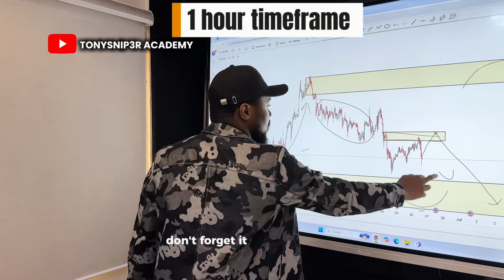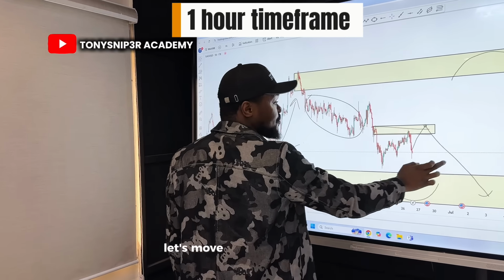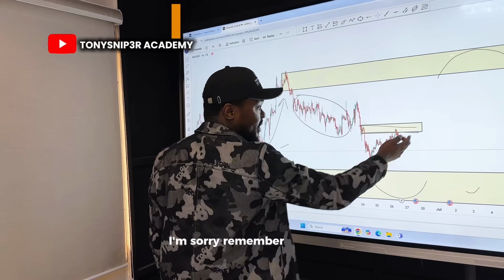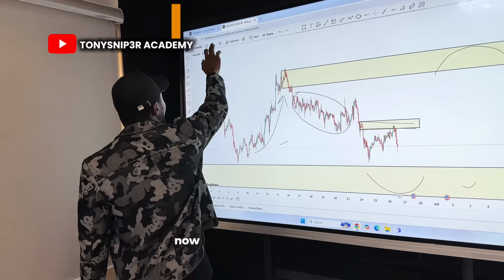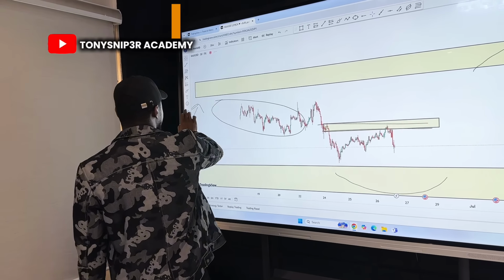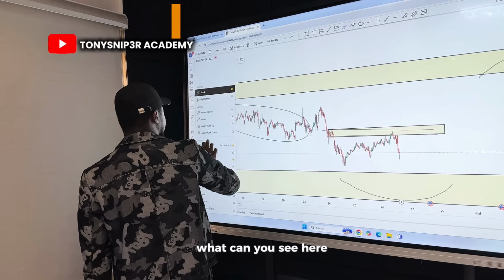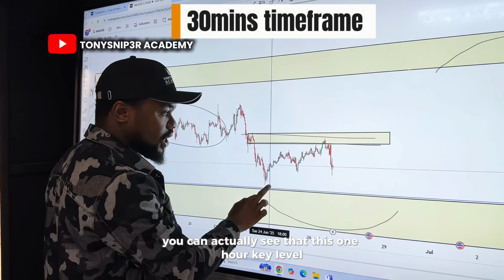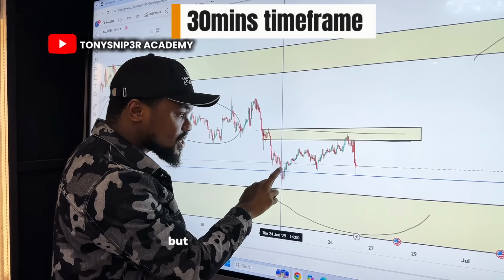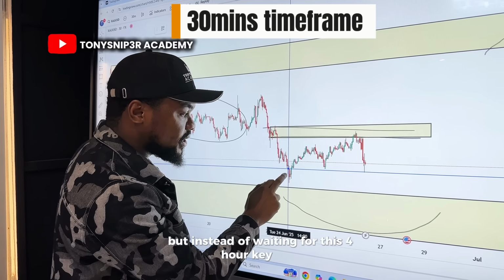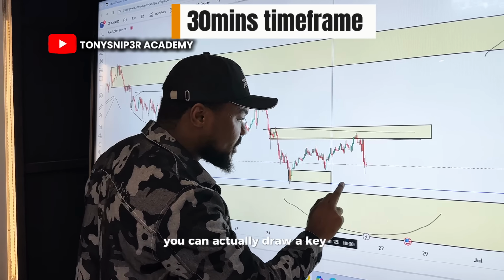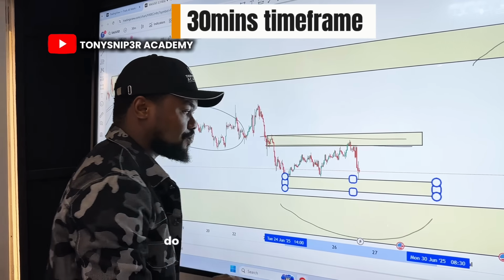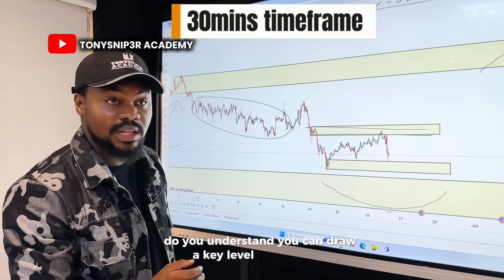Don't forget. Now let's move to the 30 minutes time frame. Sorry. Remember, these are 1-hour key level, right? Now on your 30 minutes time frame, what can you see here? In your 30 minutes time frame, you can actually see that this 1-hour key level can also play a huge role. But instead of waiting for this 4-hour key level, you can actually draw a key level at this point here. Do you understand? You can draw a key level at that point.